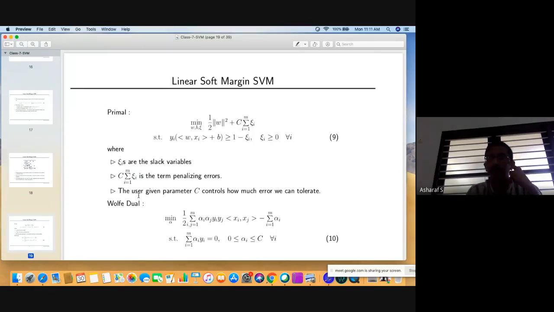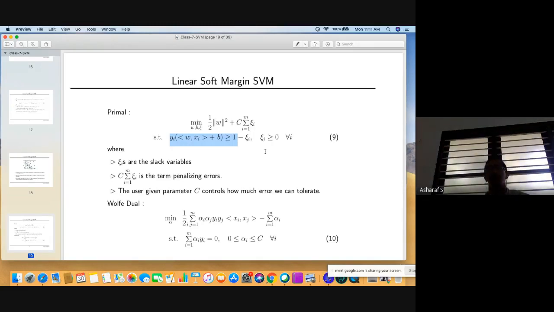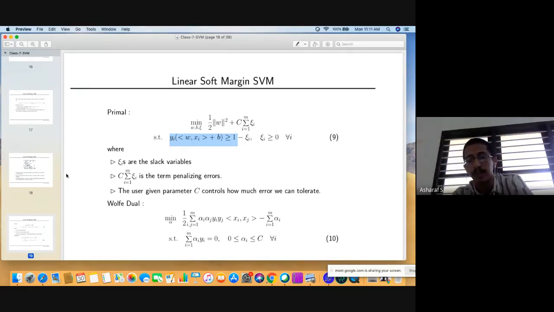The problem will be represented like this. Even though this was my original condition, I can allow points to make a little error, and that error is zeta i. So the functional margin will be greater than or equal to 1 minus zeta i, and zeta i has to be greater than or equal to 0. There can be points without errors, but there will be points with positive values of zeta i, and we penalize those points which make mistakes. So we modify the problem like this, and correspondingly we'll also write a different Wolfe dual.